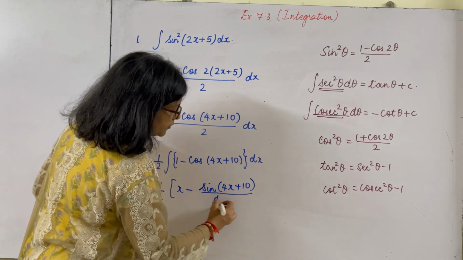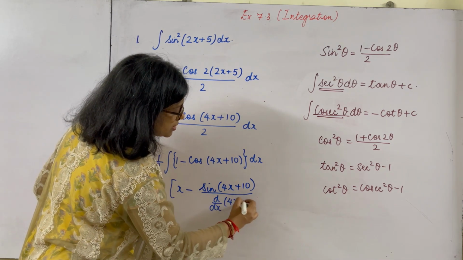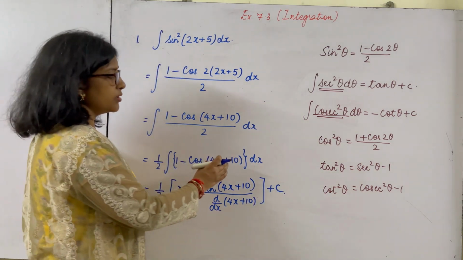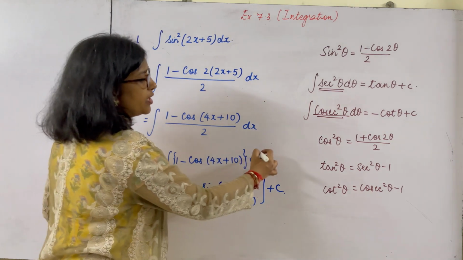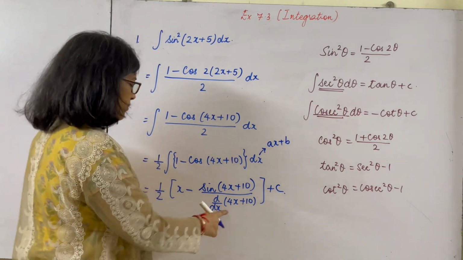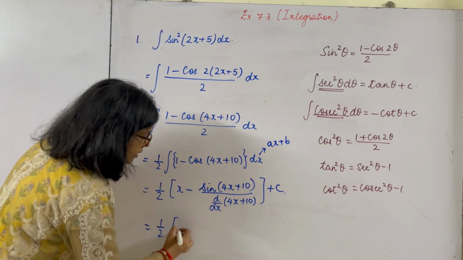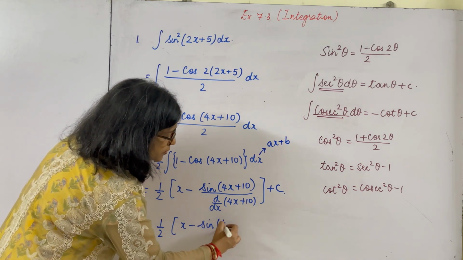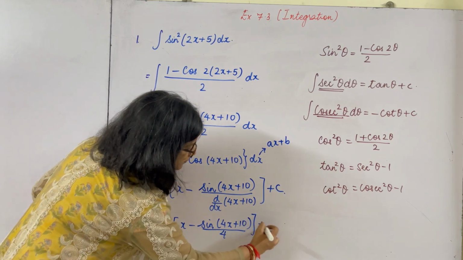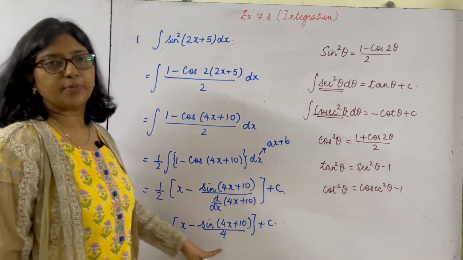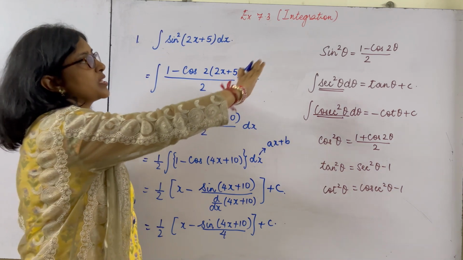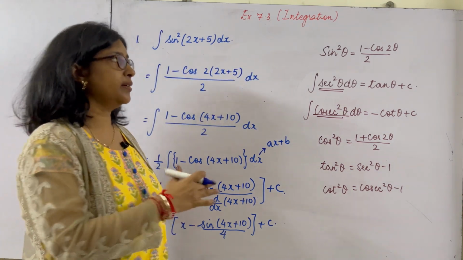And in the denominator, we will differentiate 4x + 10. In integration, the only variation allowed in the variable x is instead of x, you can have ax + b. Then you can apply the chain rule in the denominator. So we have this is half (x minus sine (4x + 10)) and derivative of 4x + 10 is 4. And you can multiply that half in the bracket. So this is the integration of the function sine square. So whenever you have sine square, apply the formula (1 minus cos 2 theta) by 2 and integrate it.